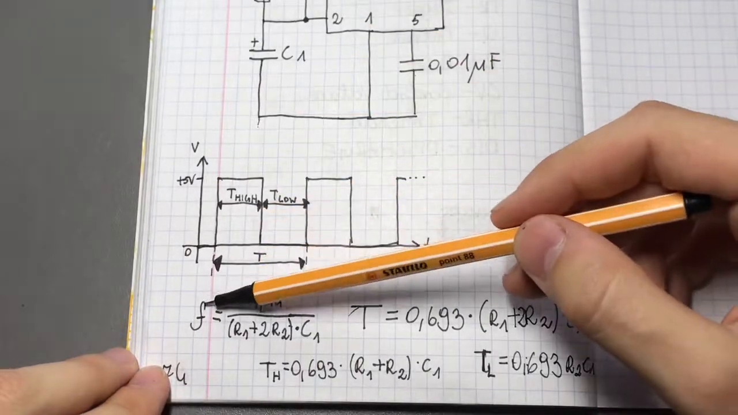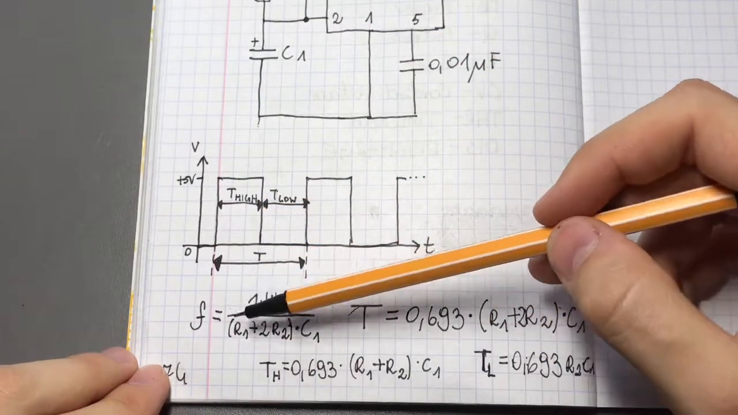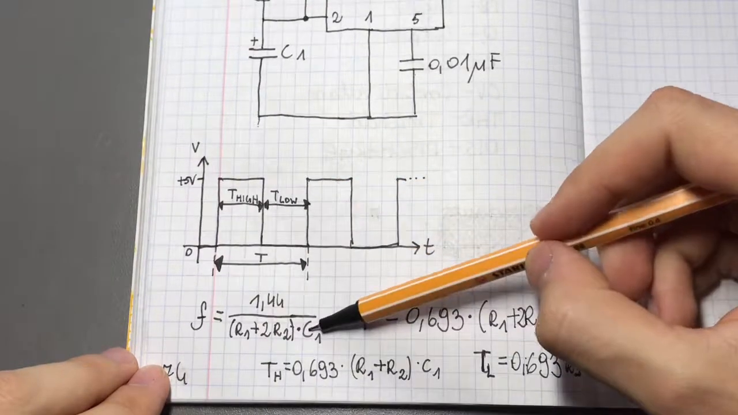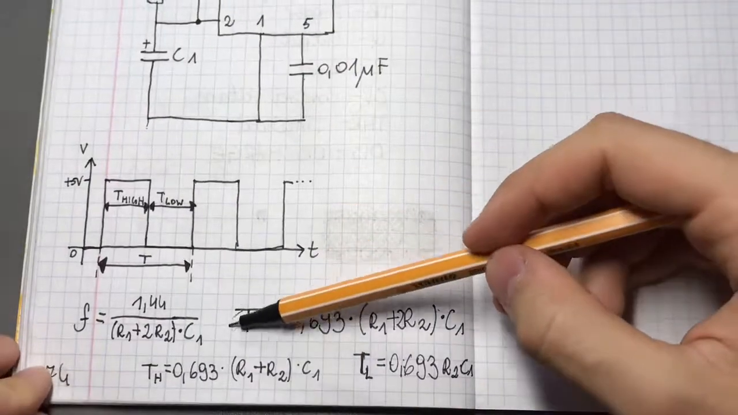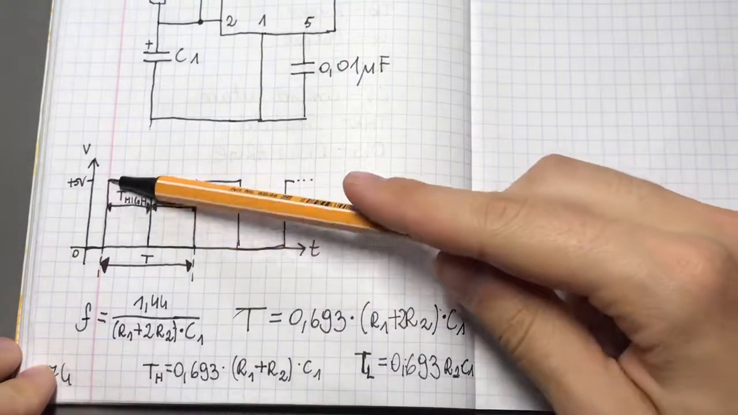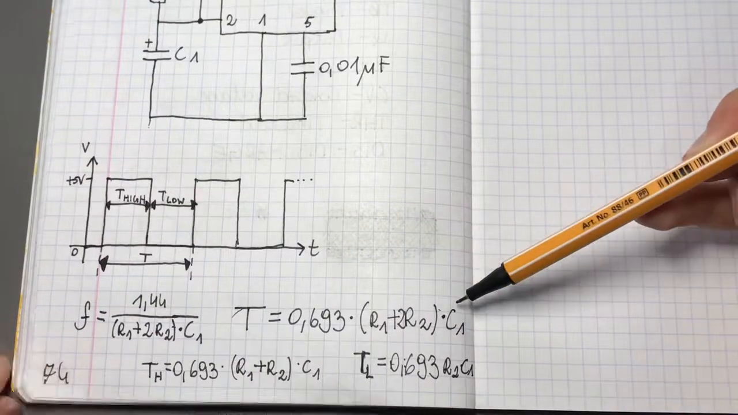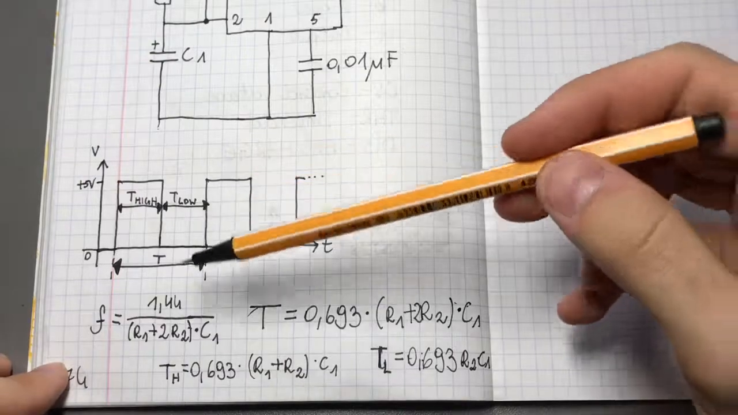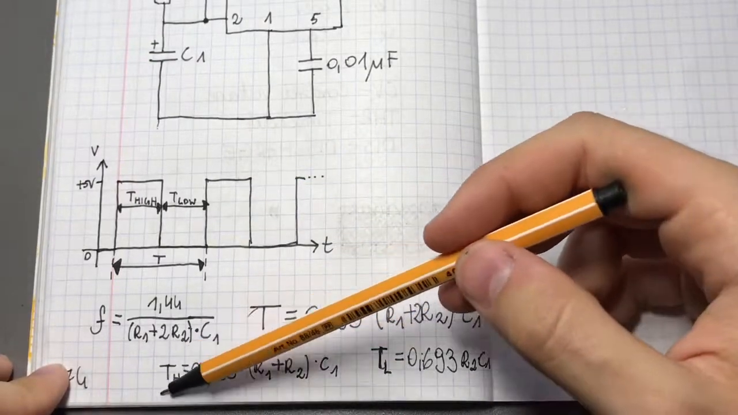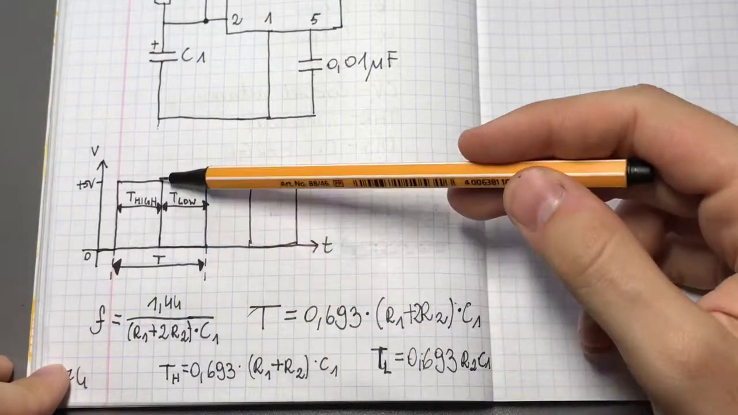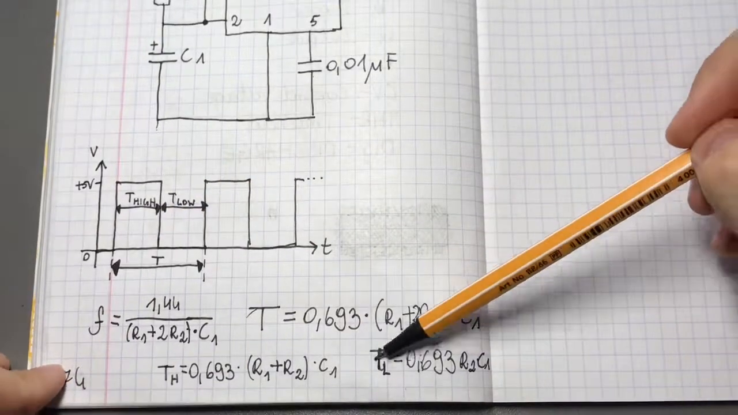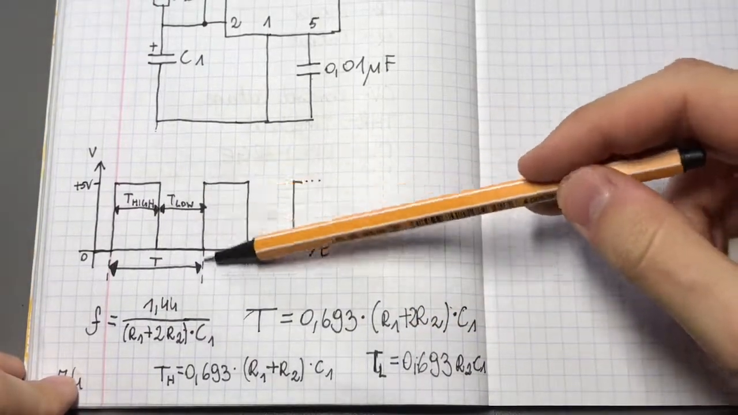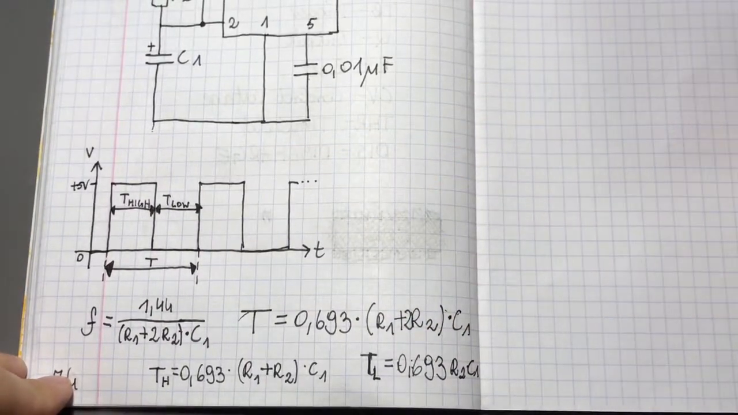If you want to calculate the frequency of this oscillator, you need the values of resistor 1, resistor 2 and cap 1. Here you get the time of the full cycle, and this is the formula for that. Again, R1, R2, C1. Here we have the formula for the time that our impulse is high, and here we have the formula that shows us the time when our impulse is low. So let's build it.